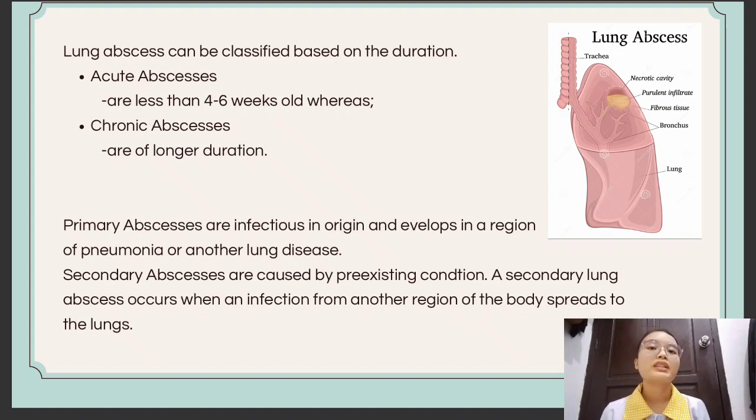Secondary abscesses naman are caused by a pre-existing condition. A secondary lung abscess occurs when an infection from another region of the body spreads to the lung. Causes of secondary lung abscesses can include aspiration of infective material from the mouth and upper airways. One of the preventative measures para ma-prevent natin ang lung abscess is having good oral hygiene.